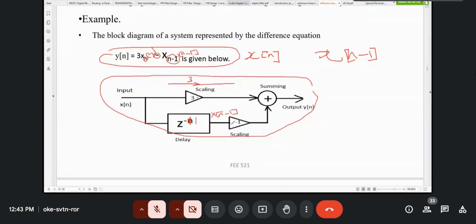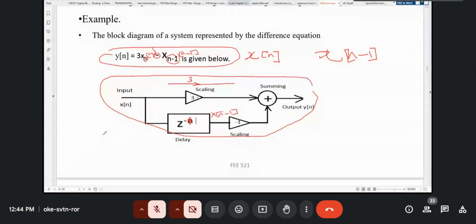And then what we are summing is the negative of x sub n minus 1. So you have to do, again, scaling. To make it negative, you scale by minus 1. And then you get the sum, so that is the output y. So the block diagram of this system represented by this is this one.